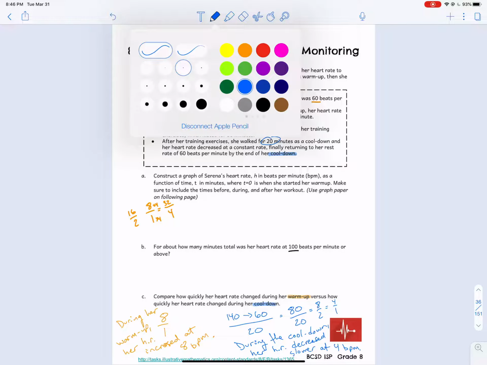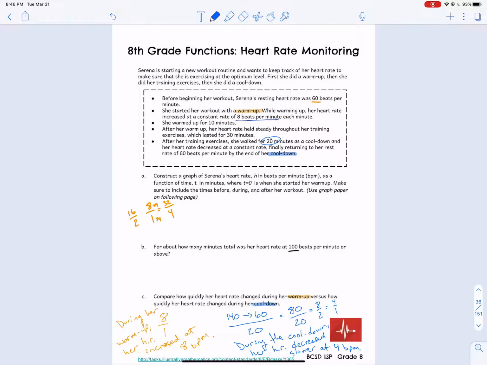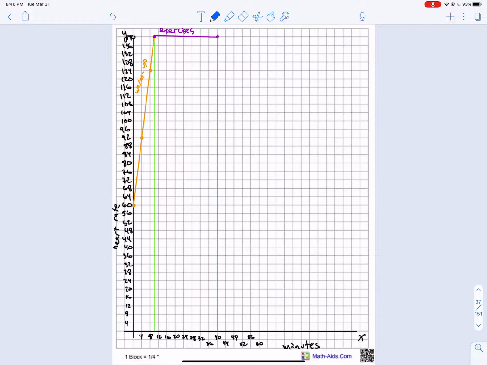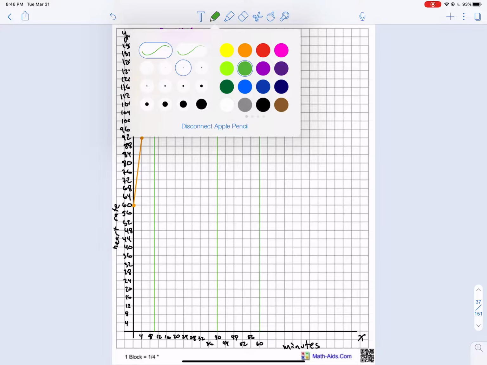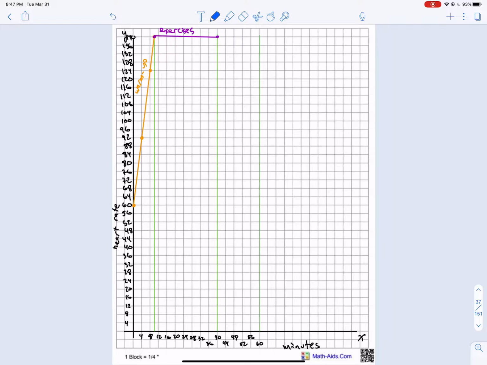All right, so let's go back to our graph. And we're going to graph the cool down, which is for 20 minutes. So we need to draw another guideline for 20 minutes. So 40 plus 20 is 60. So another guide right there. And our cool down for 20 minutes, and we get down to our original starting at 60. Okay, so we just figured the rate on the other page. So let's see if we were right.